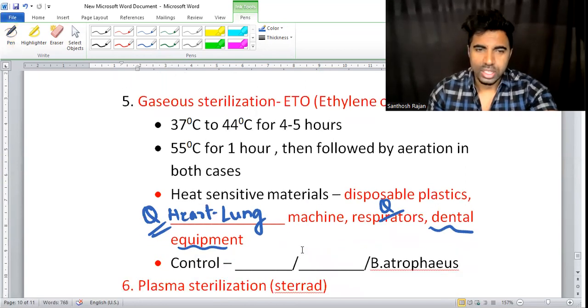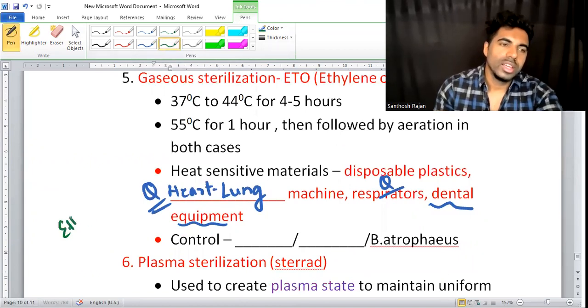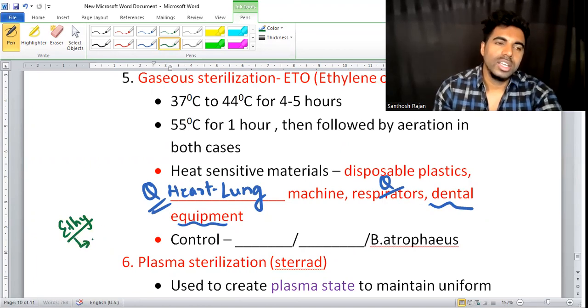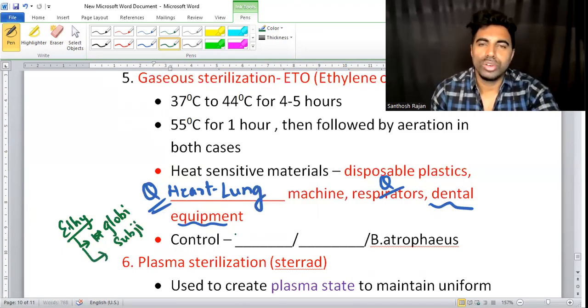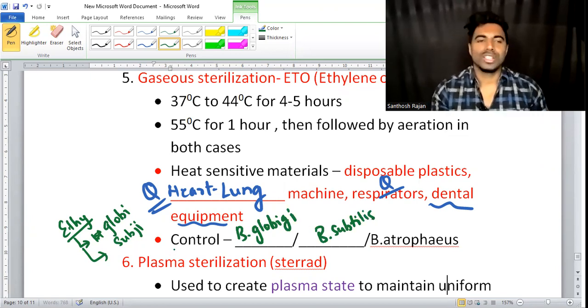Okay. And the control, how do you remember it? ETO, ethylene oxide. What does she do? She cooks what? She cooks gobi sabji. Why gobi sabji? The control for ethylene oxide is Bacillus globigii, and the other one is Bacillus subtilis, and then atrophaeus. All three are right. That question can be asked.